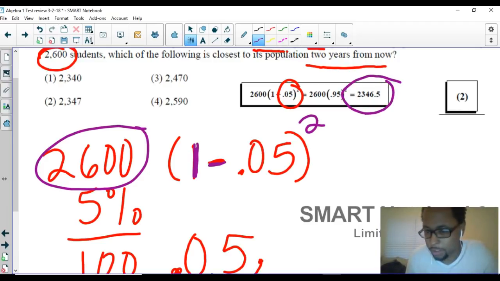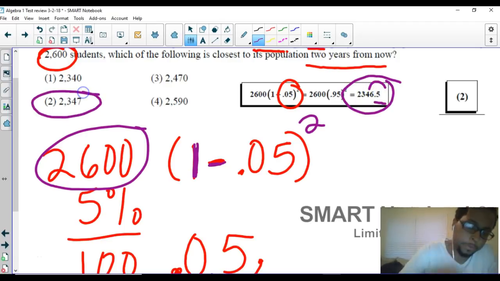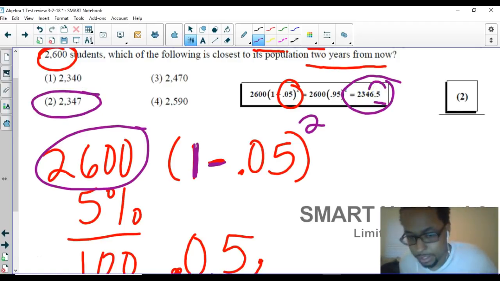And clearly, we just rounded up. We took the 5. The 5 goes up. 6 turns into a 7. My answer is going to be 2. Okay. Again, we practice this. We're going to get several questions like this. Remember, you have your growth factor. You have your decay factor. In this case, because it's decreasing, it's your decay factor.